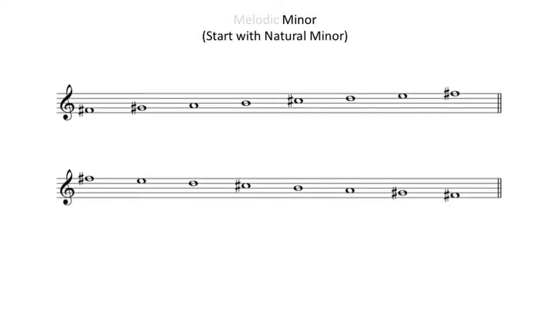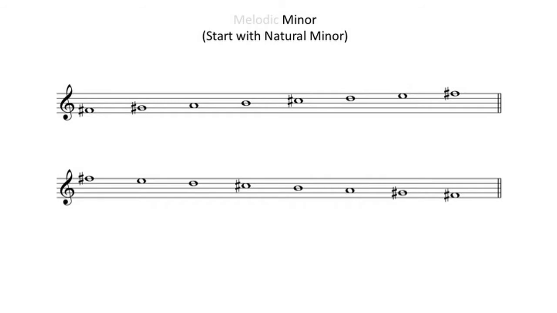The last form of minor scale is the melodic minor scale. The melodic minor scale differs from the other minor scales in that the direction that you're going matters. That is, we'll use different pitches on the way up than we use on the way down. So for example, if we were to take an F sharp melodic minor scale, we always begin by writing the natural minor scale that you see here.